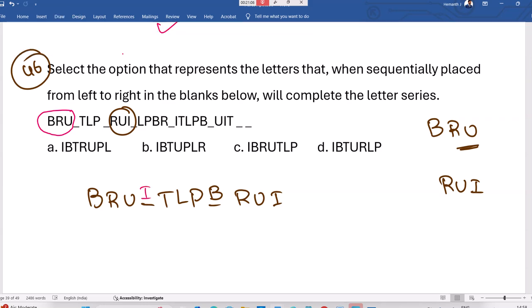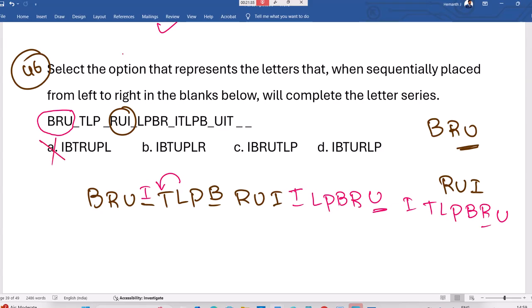Right, so I and B, then L underscore LPBR. So before L, what is there? T. It should be T. So IBT is there in many options. Then after R, we need U. ITLBPRU. Then after T, LP required. Last two should be LP. So these two can be eliminated. And we require RIBT, option D.